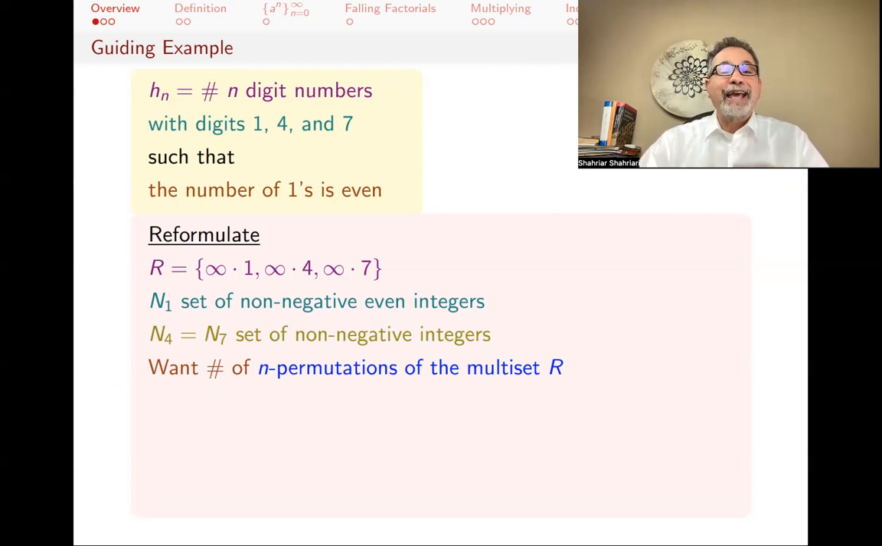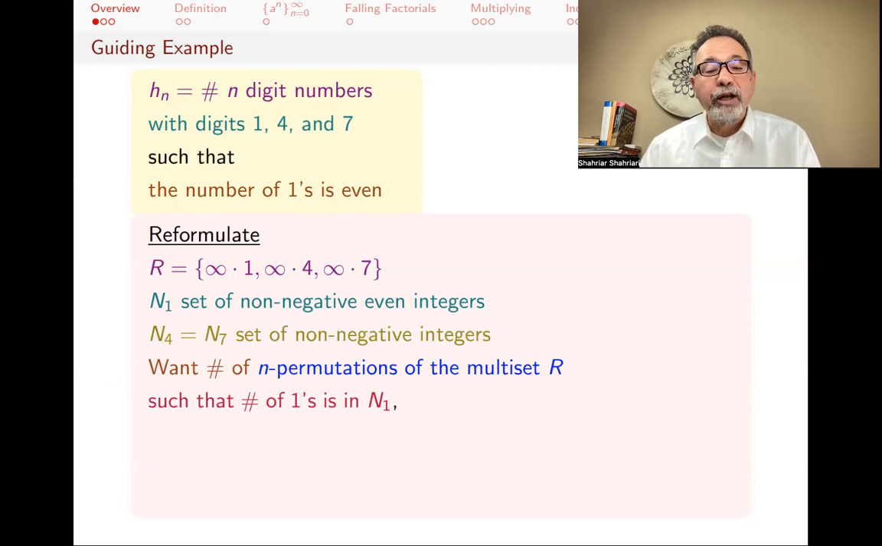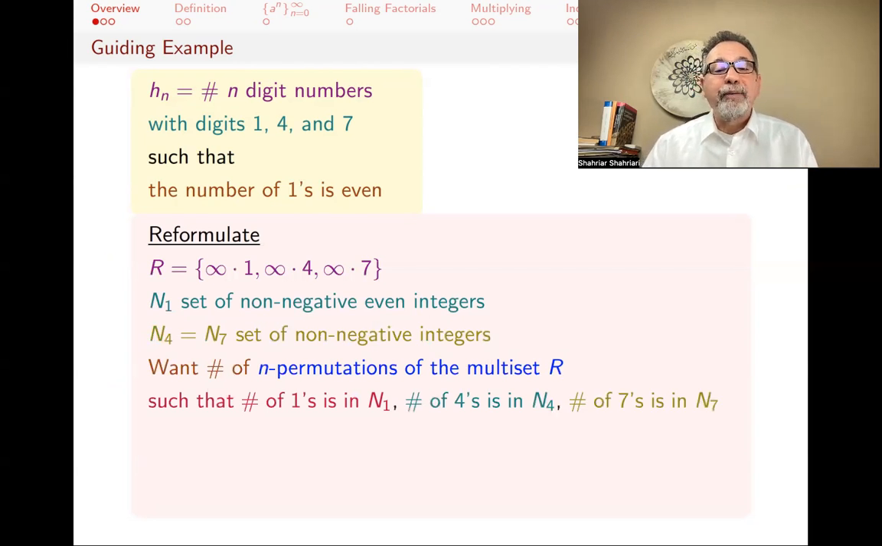So we want to find n elements from R and permute them and find how many there are, but with the condition that the number of ones is in N1, the number of fours is in N4, the number of sevens is in N7. So we have these sets, N1, N4, and N7, that are informing us what the restrictions are for how many ones, how many fours, and how many sevens we can use. So this is a very general kind of construct. You can pick your favorite set of non-negative integers and say that I want this item from my multiset to be chosen only this many times.